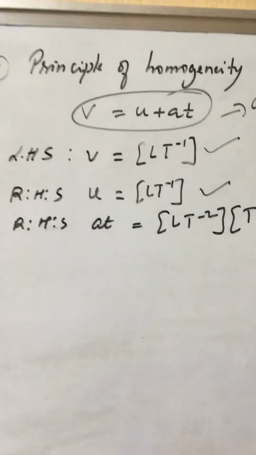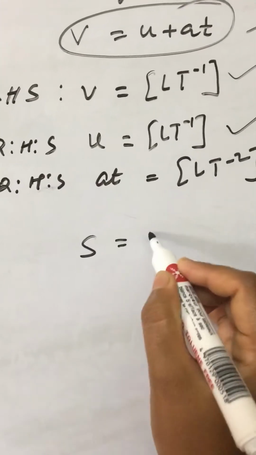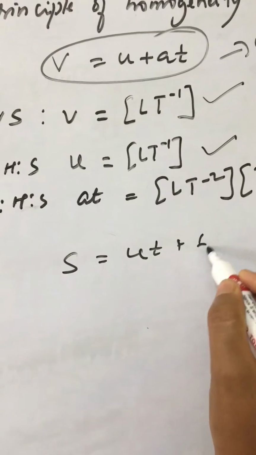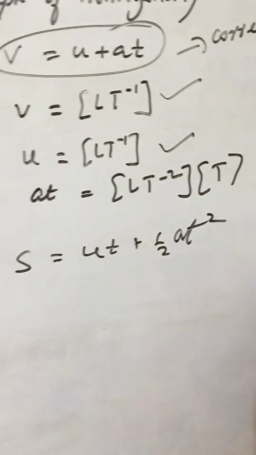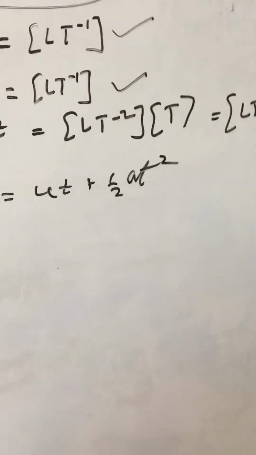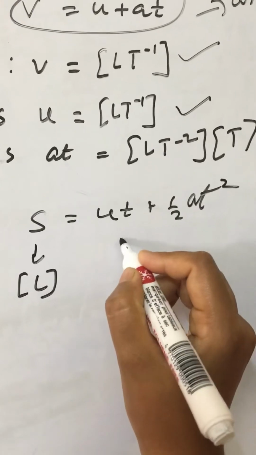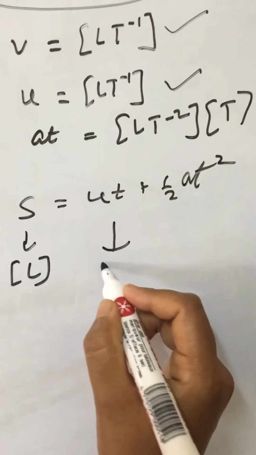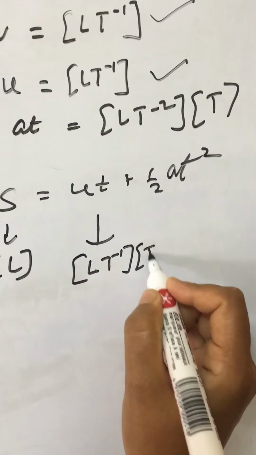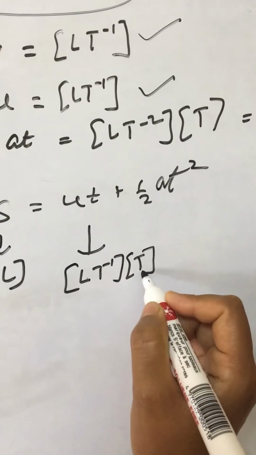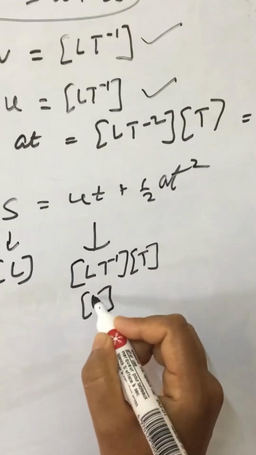In the homework, most of you have done it correctly. Then in the homework there was s equals ut plus half at square, if I'm not mistaken. Check it out. S is what? L. Ut is LT to the power minus 1 times t, so T to the power minus 1 plus 1 is 0. So this is L only.